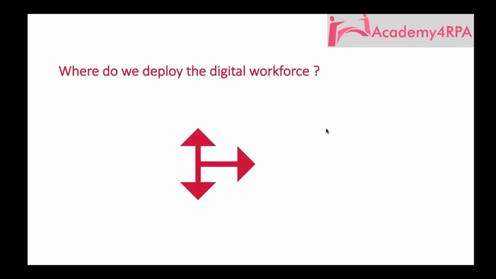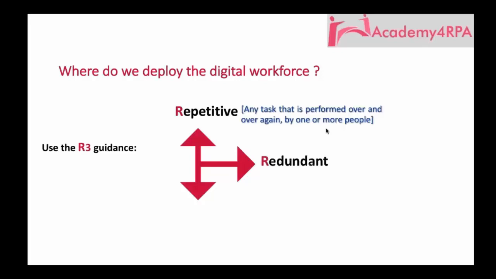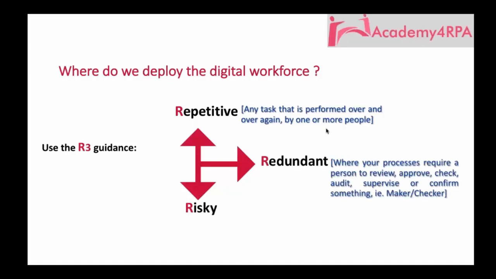So where do we deploy the digital workforce or robots? Basically, it's the R3 factor. So what are the three R's here? Repetitive: any task that is performed over and over again by one or more people. Redundant: where your processes require a person to review, approve, check, audit, supervise, or confirm something.